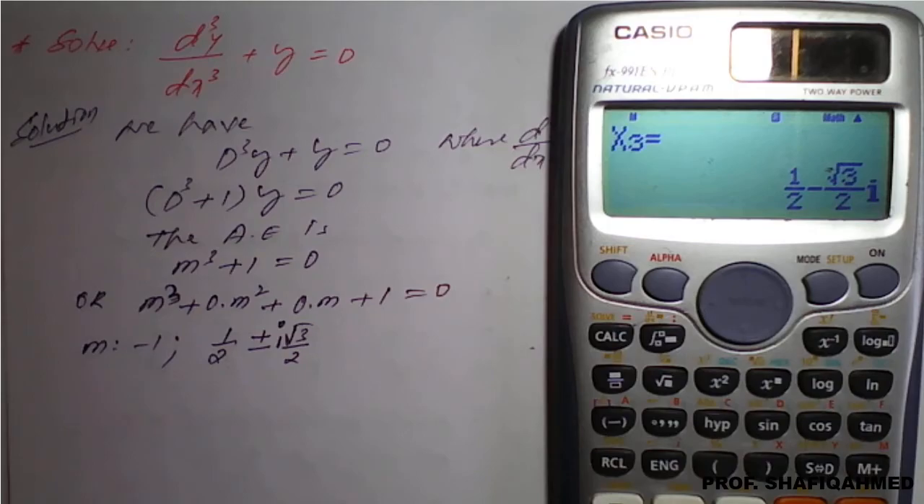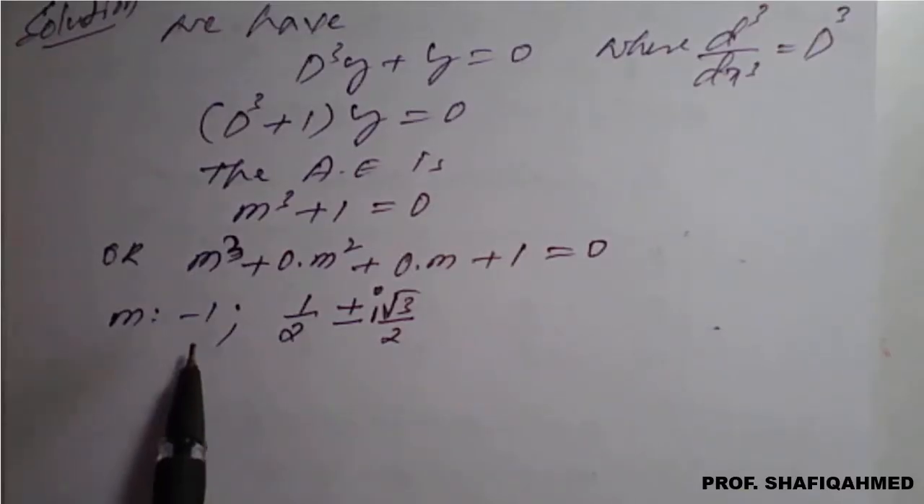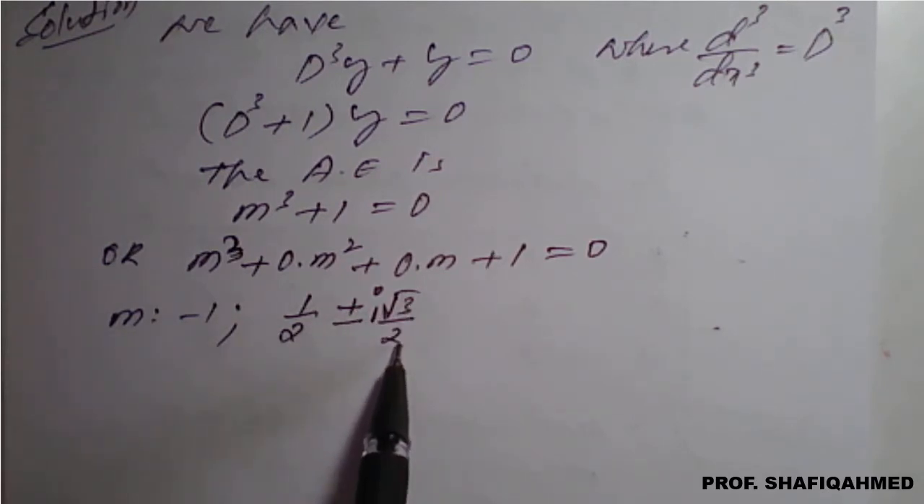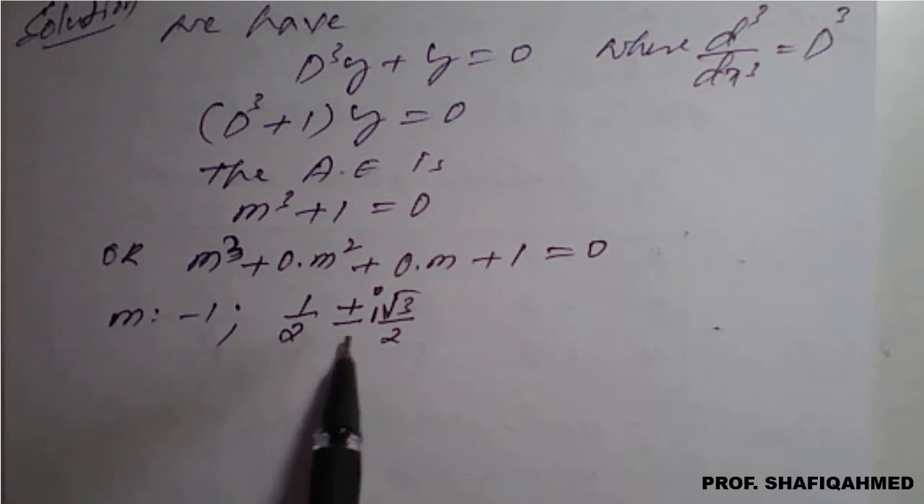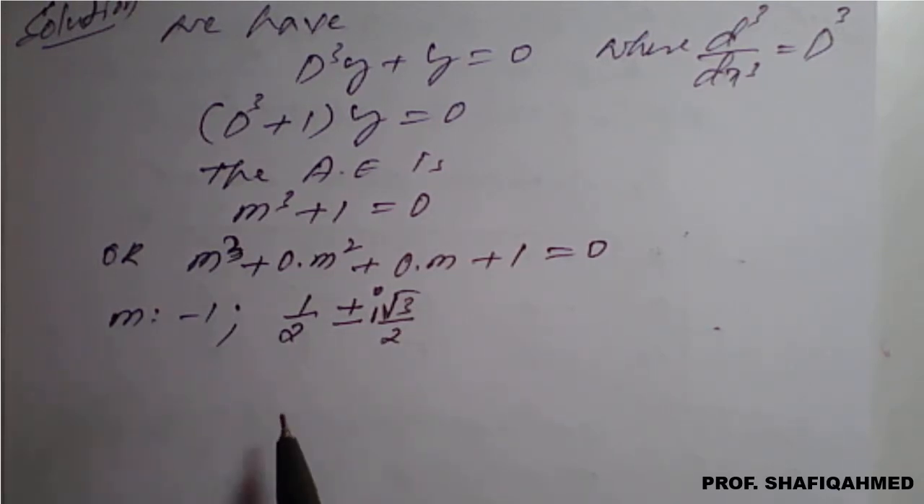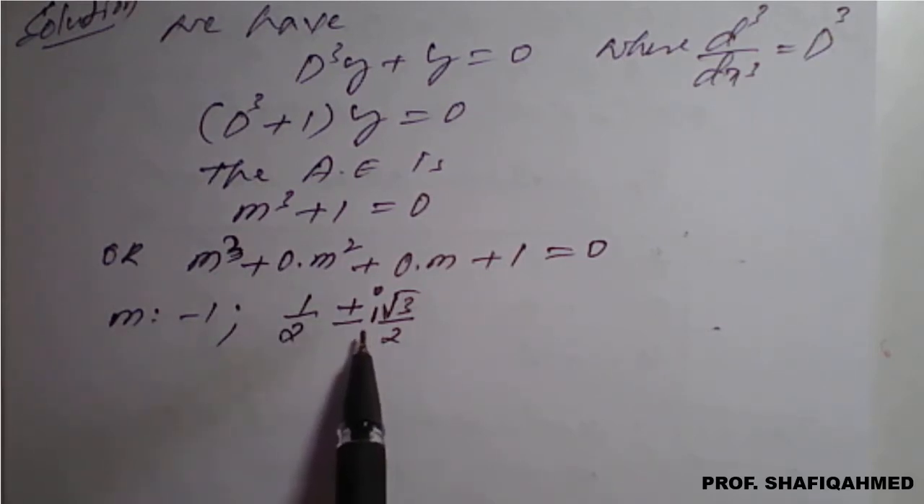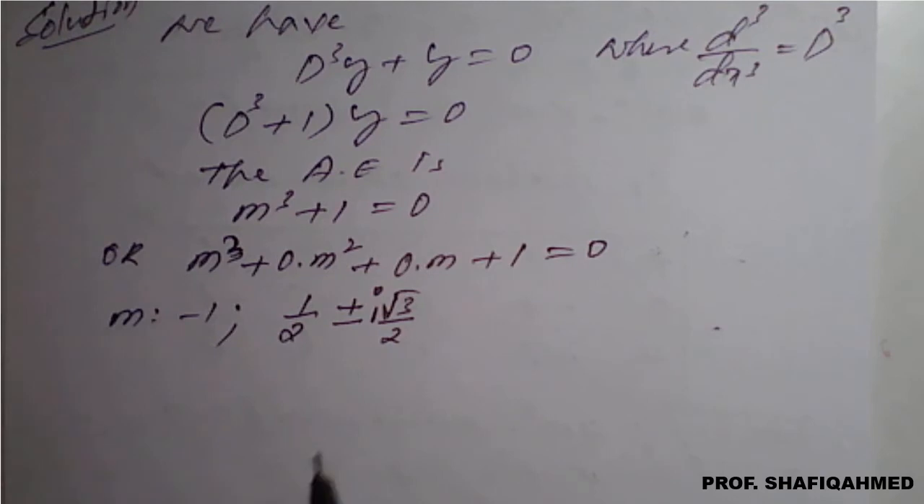So therefore we got 3 roots. m is equal to minus 1, 1 by 2 plus i root 3 by 2 as the second root, and 1 by 2 minus i root 3 by 2 as the third root. So total 3 roots. The first root is real, but the second root is complex. So we have to write a complementary function for this.